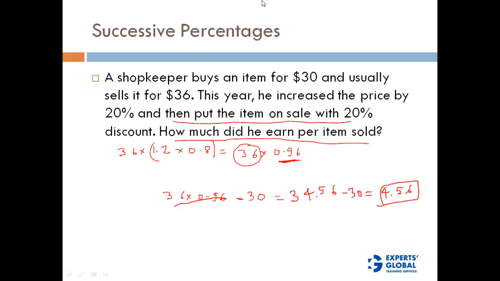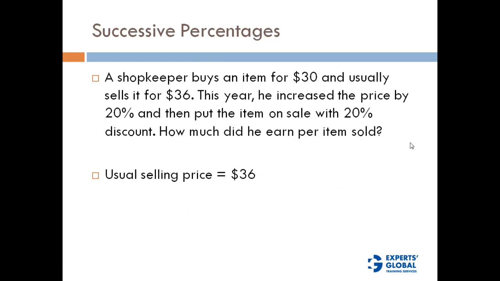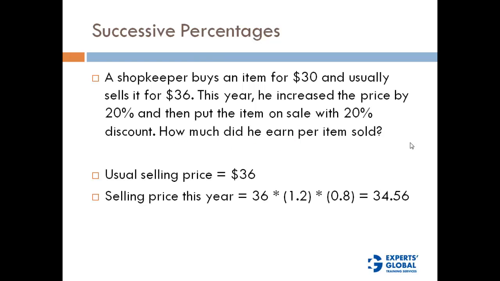Let's quickly review this. So usual selling price is $36. Selling price this year is 36 into 20% increase, that is 36 into 1.2, and on top of that 20% decrease. You have to multiply all the successive percentages together. So 36 into 1.2 into 0.8 is 34.56. This is the selling price. So 34.56 minus 30 is equal to 4.56. So he makes $4.56 on every item sold.